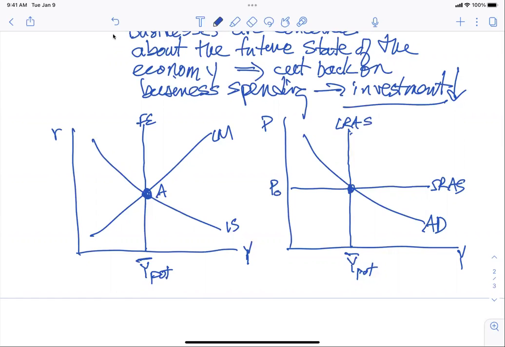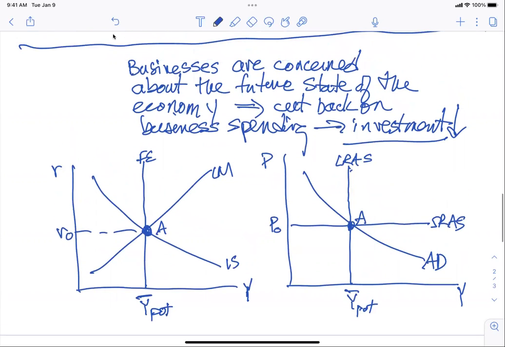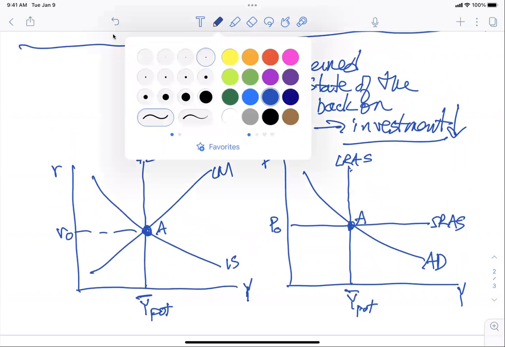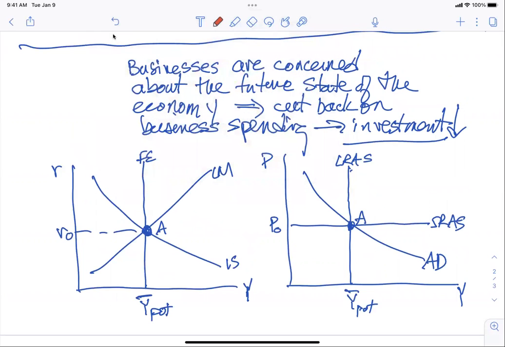Always label everything to start with, by the way. So this is our starting point. We haven't done anything yet with the scenario, right? Now let's see, so the shock happens. What's the shock? The shock is businesses cut back on spending. That's going to set a chain reaction of things into motion. That's what we're doing here.